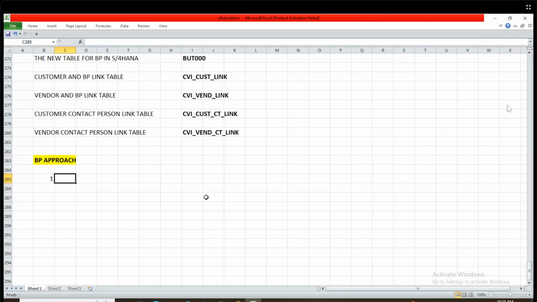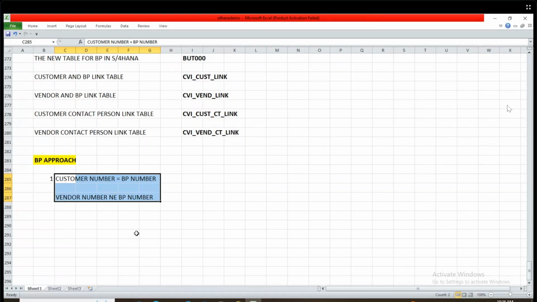Now the first one is customer number equal to BP number, and vendor number not equal to BP number. This is the first approach. Generally clients will go for this. In any business you have more customers than vendors, so they will ask for customer number equal to BP number. If you want customer number equal to BP number, then vendor number is not equal to BP number.